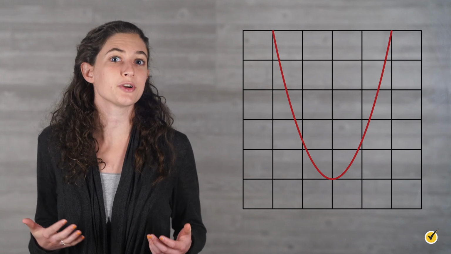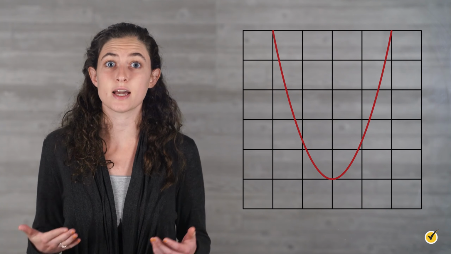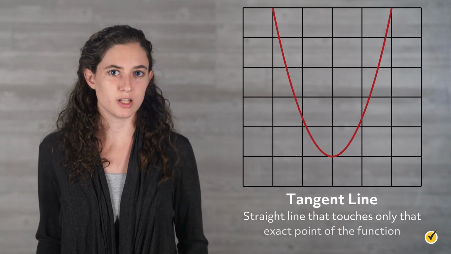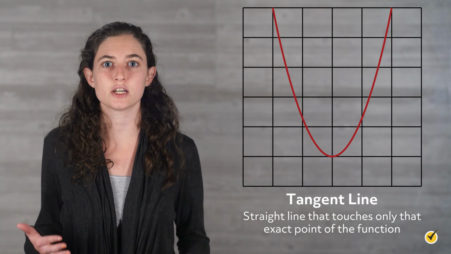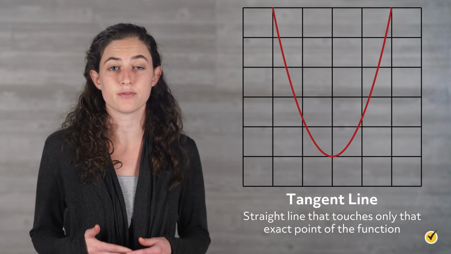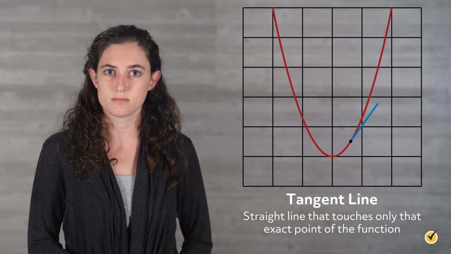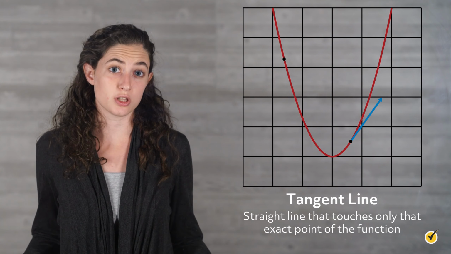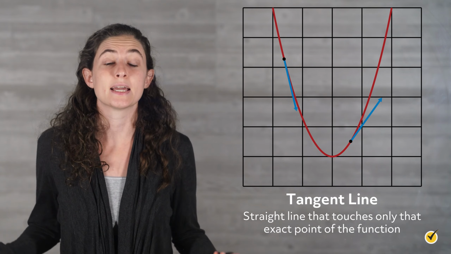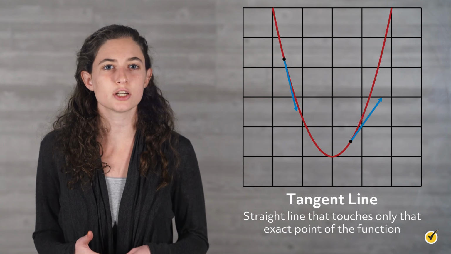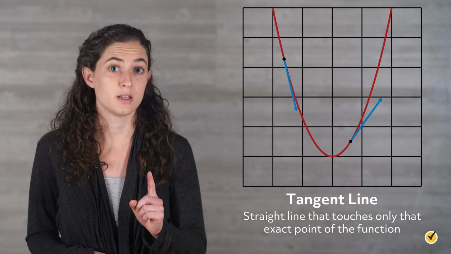Suppose we have a graph of a function such as this one. And suppose we are interested in finding the tangent line at a given point. When I say tangent line, I'm talking about the straight line that touches only that exact point of the function. For example, at this point, the tangent line would look like this. Or at this point, the tangent line would look like this. Again, the tangent line can only touch the function at that one point.